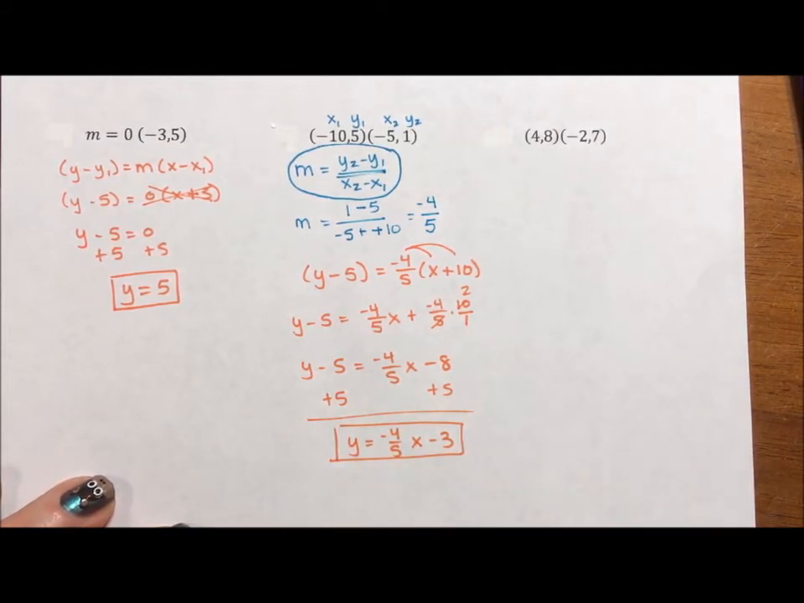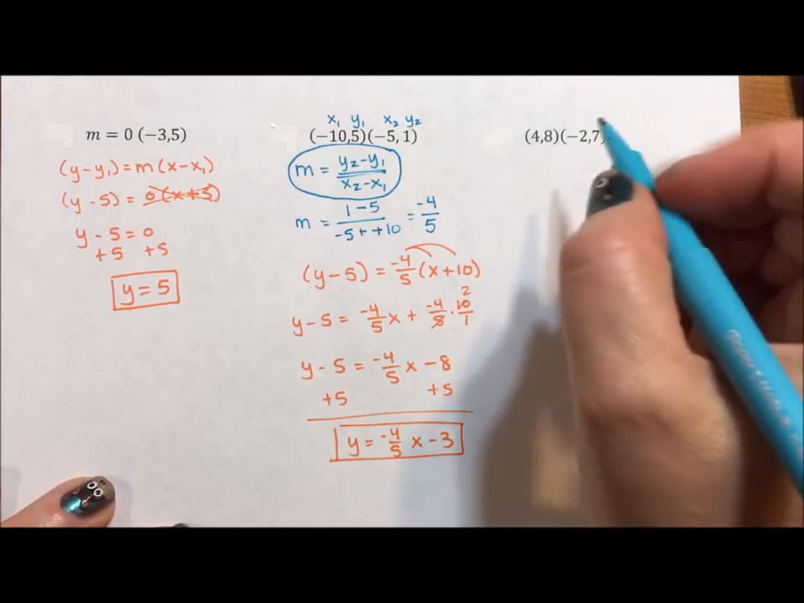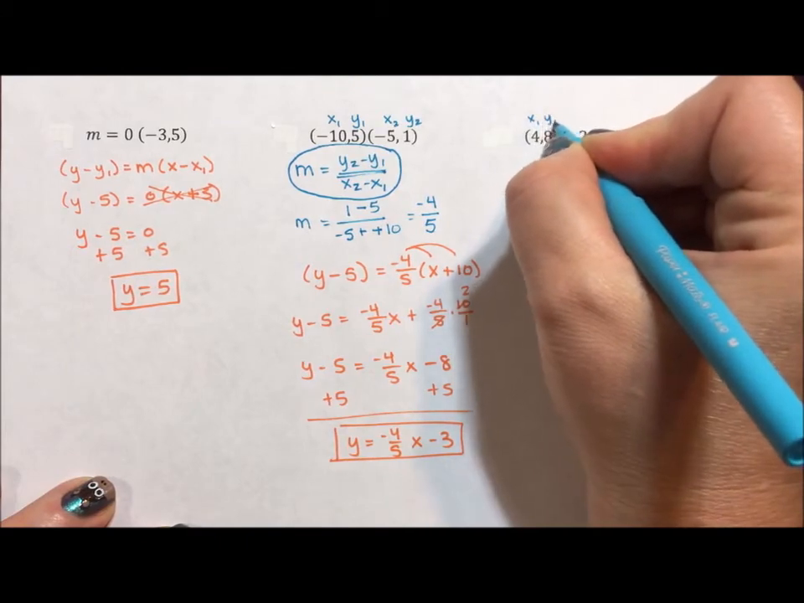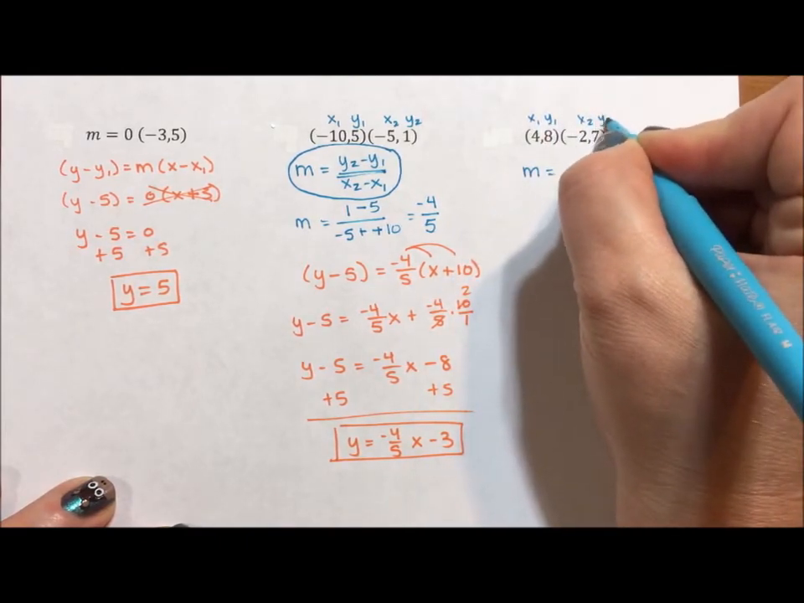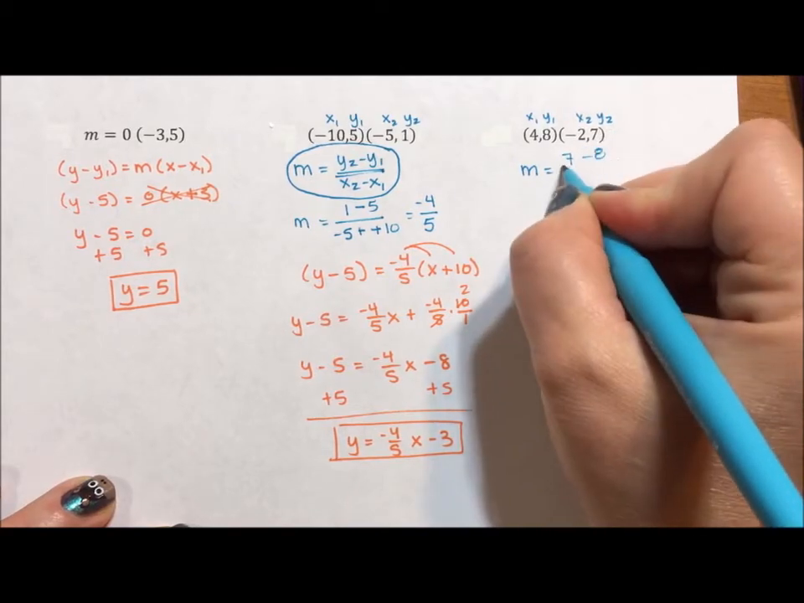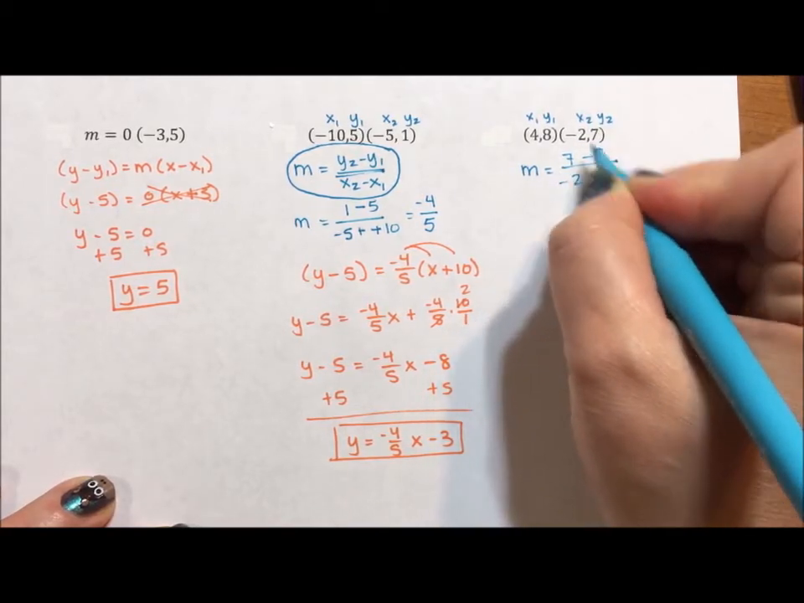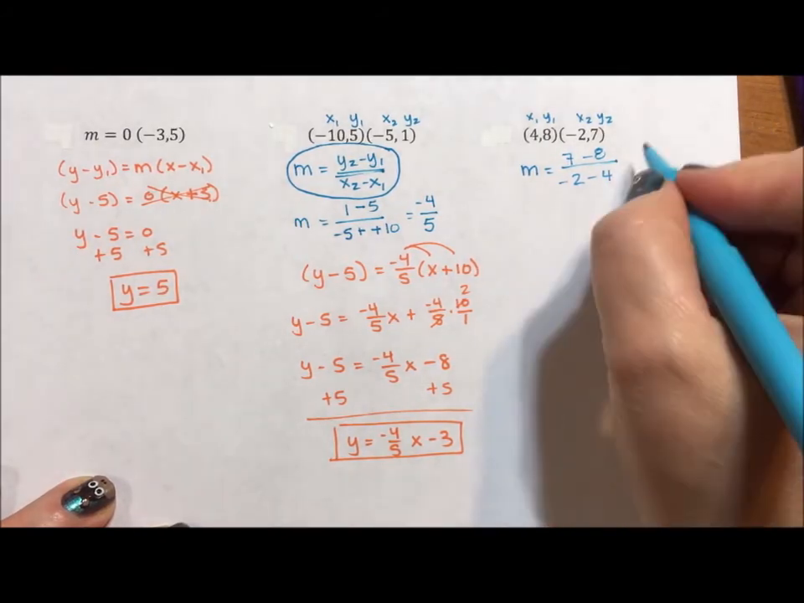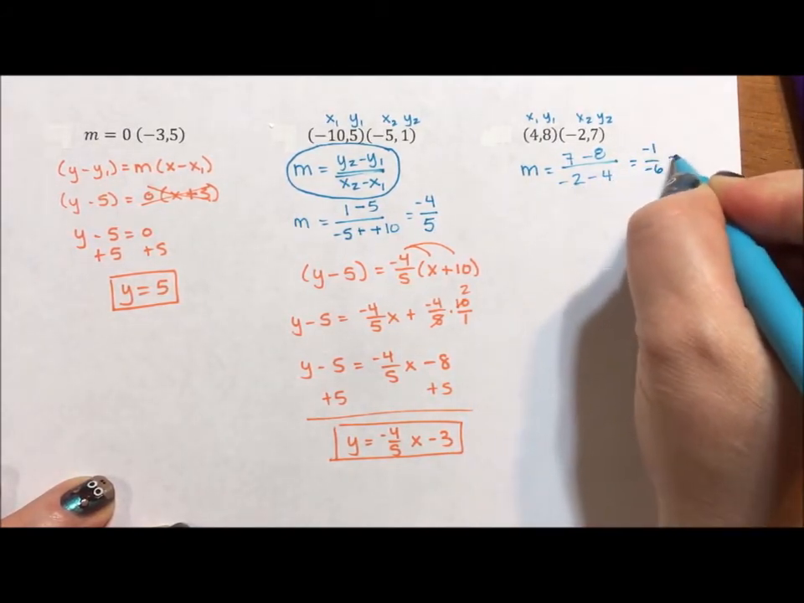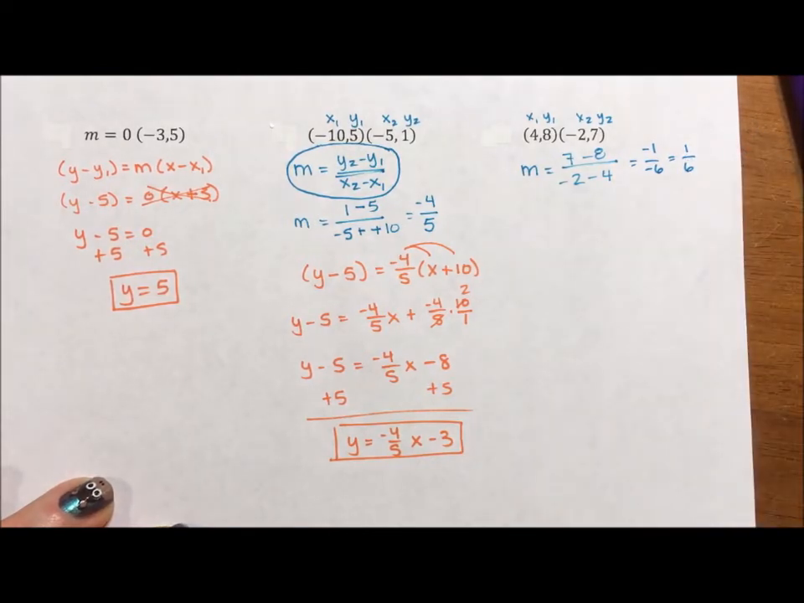Next example. Again, pause, try it yourself. Slope. Let's see, x1, y1, x2, y2. Slope is y sub 2 minus y sub 1 all over x sub 2 minus x sub 1. Okay, so this is a negative 1. This is a negative 6, which becomes a positive 1/6. Never leave 2 negatives in a fraction. There's no reason to do that. It's going to make your life much, much harder.